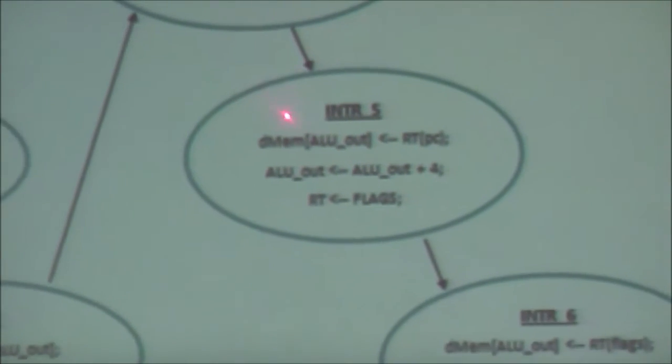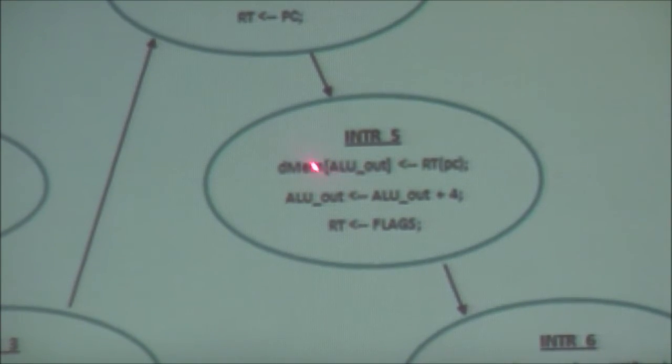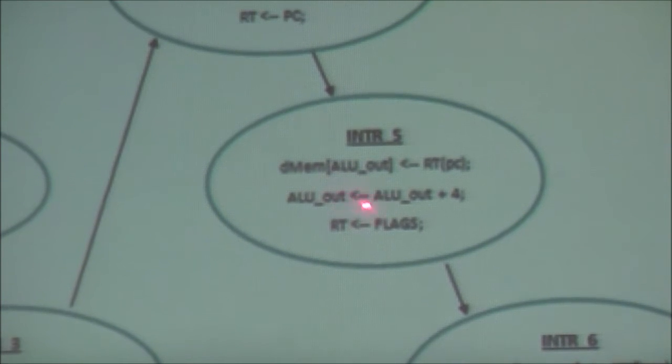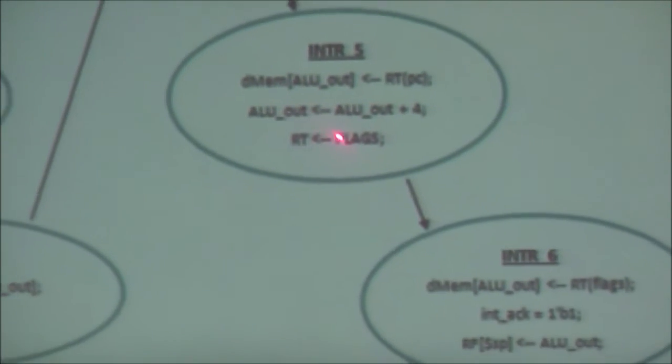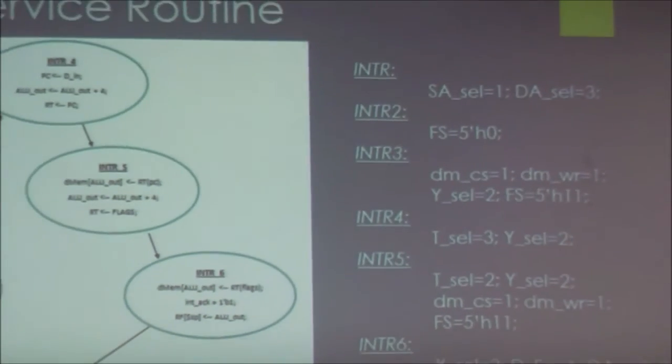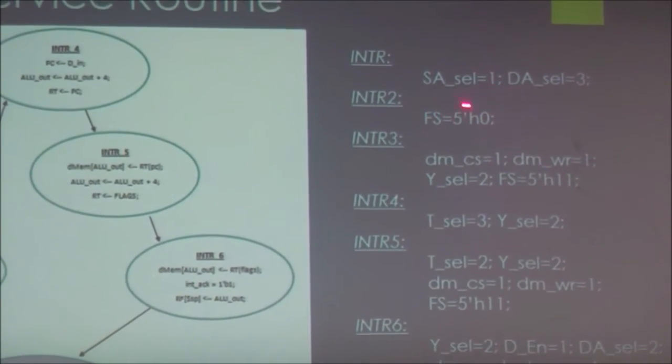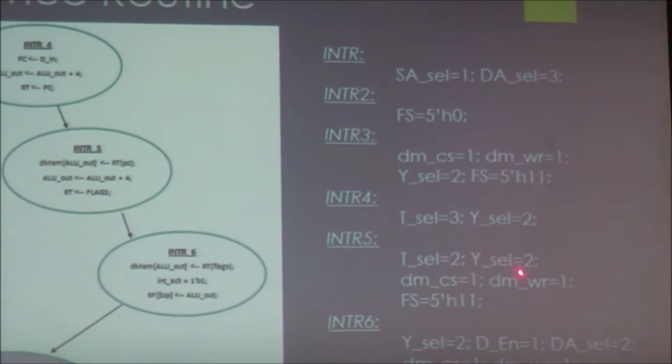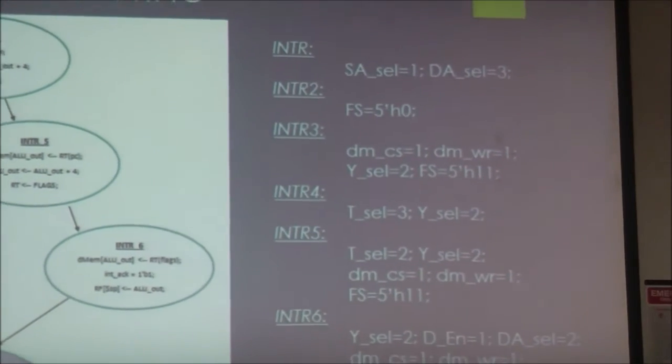Interrupt 5 is where we push the current PC into the stack, update the ALU out by 4 again, and stage the flags. And interrupt 6 is when we push the flags into the stack, assert the interrupt acknowledge, and store the stack pointer into the register file. Here are the control words that are active in these states.